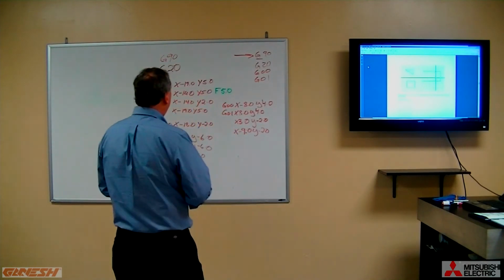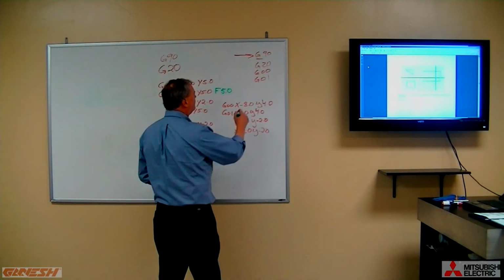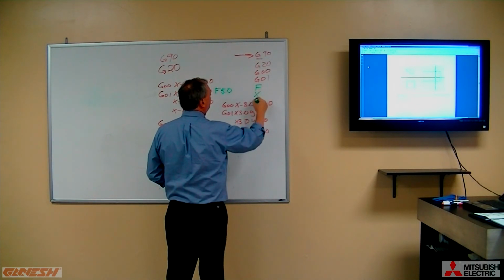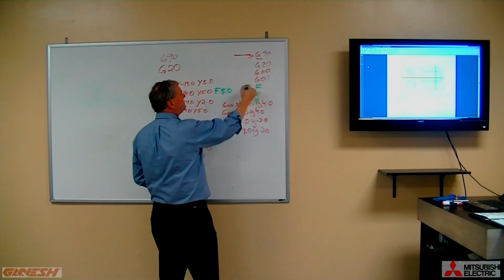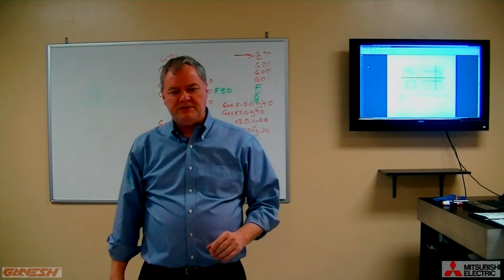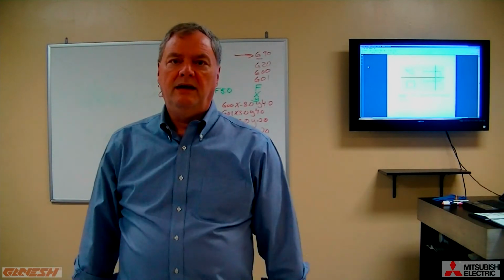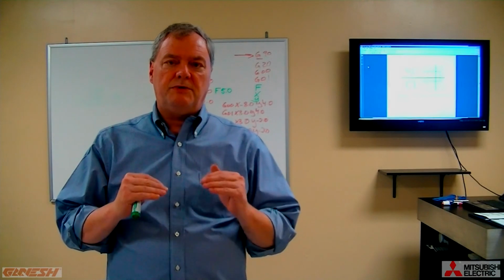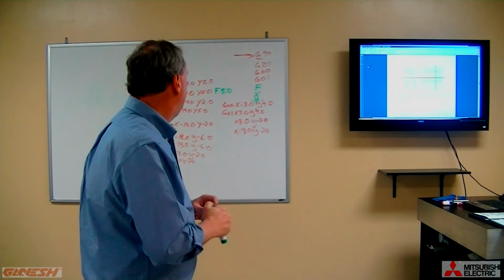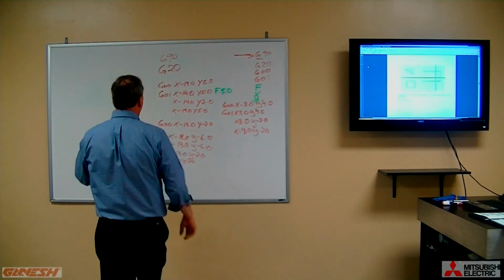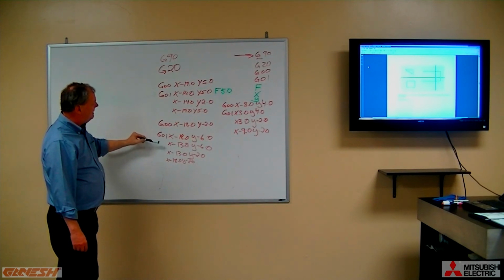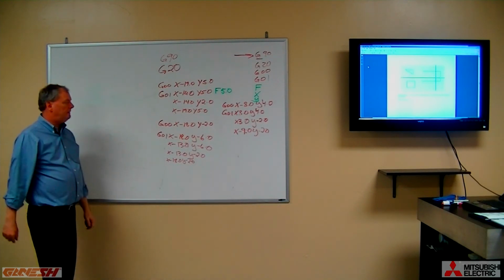So now, I've introduced you not only to the concept of modality, but a new address, the letter F. We've looked at X and Y addresses, and now we've looked at the letter F. The letter F, for our purposes right now, means a feed rate, and that feed rate is expressed in inches per minute. F5.0, 5 inches per minute. I've also introduced you to the concept of modality, in that under certain conditions, preparatory functions remain in effect until we change them.